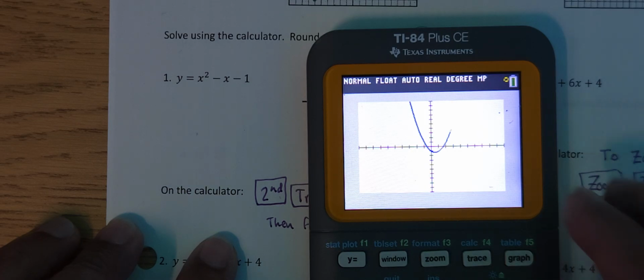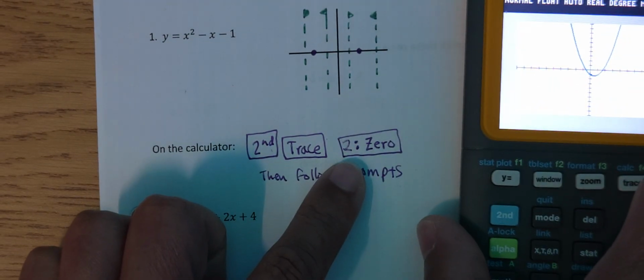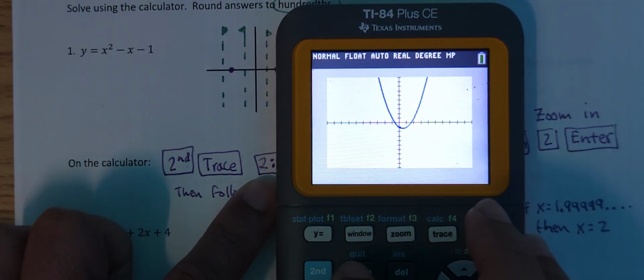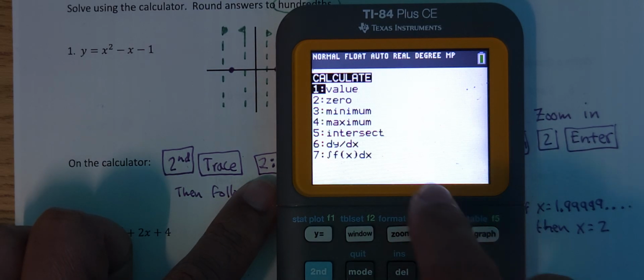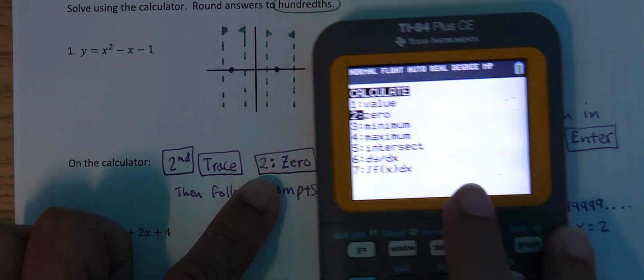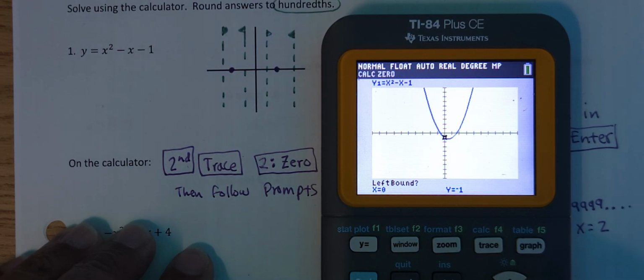And we can see that this graph does cross the x-axis. So then I'm going to use the calculator by pressing second trace and then 0. So I'm going to press the second key. The trace key is this one here. And then I want to know the 0, which means where the graph crosses the x-axis. And notice there are 2 points. Okay, and then press enter.